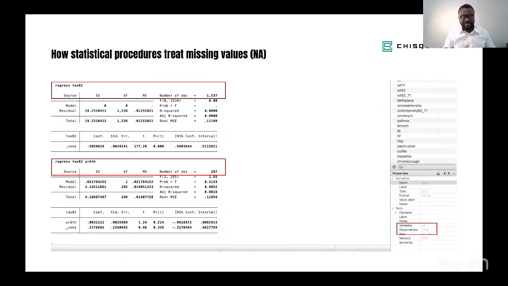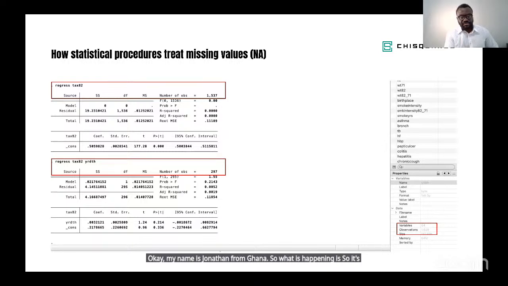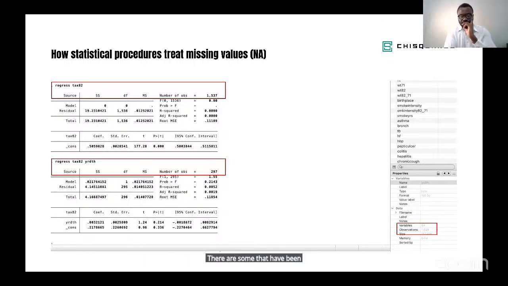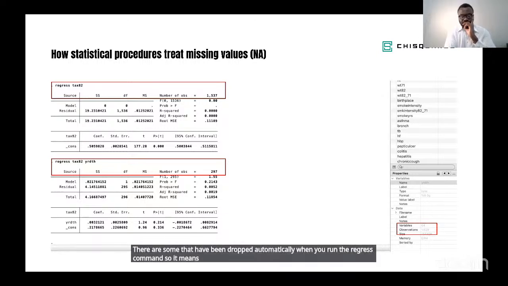Jonathan. Okay, my name is Jonathan from Ghana. So what is happening is, it's a regression analysis of two continuous variables. What the 297 means is that across the two variables, there is a sample size of 297, those that they can meet. There are some that have been dropped automatically when you run the regress command. So it means that there are some missing values somewhere. Thank you. That's correct.